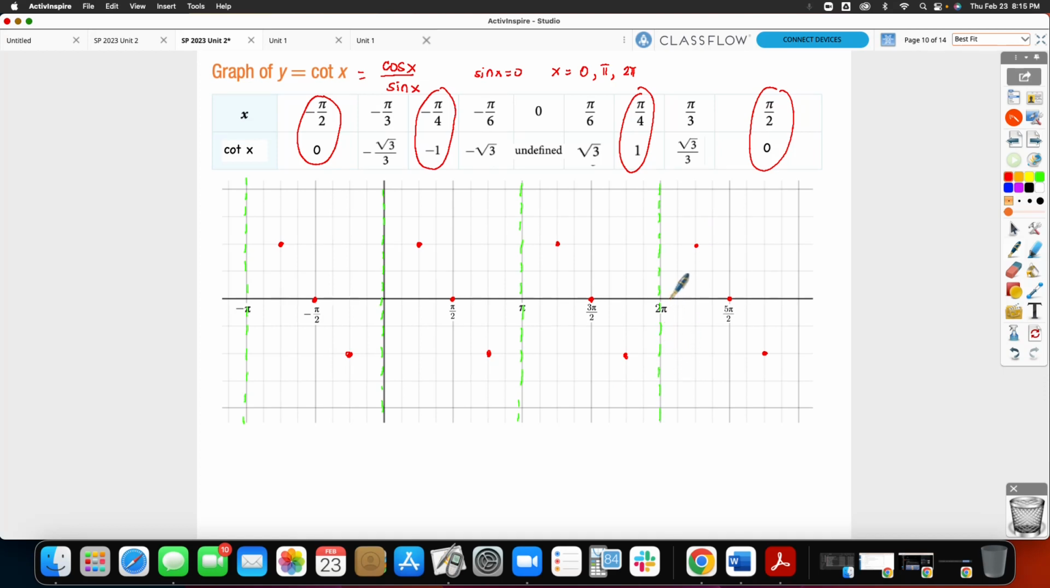So basically, in between the two asymptotes, as we have seen with the tangent as well, we have 3 points that we connect together to form the graph of the tangent or cotangent function. So here is our cotangent function. It's in the opposite direction of the tangent function. Tangent is increasing while cotangent is decreasing from left to right.